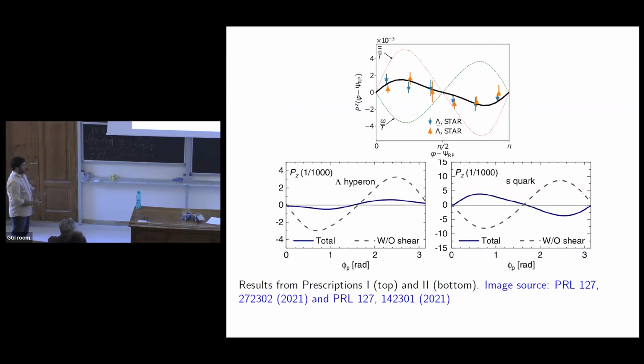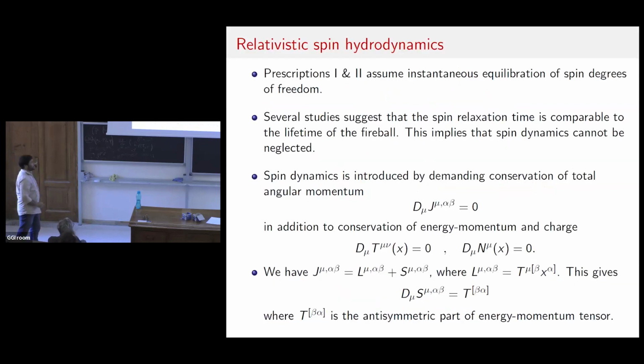Okay, so this is fine, and now I'll go to an alternative approach to spin polarization, which is based on relativistic spin hydrodynamics. The motivation, as far as I understand, is that prescriptions 1 and 2 assume instantaneous equilibration of spin degrees of freedom. And there are studies based on microscopics that suggest that the spin relaxation time is comparable to the lifetime of the fireball. This is a suggestion that spin dynamics cannot be neglected. And the relevant equations for spin dynamics must be derived from the equations of conservation of total angular momentum.